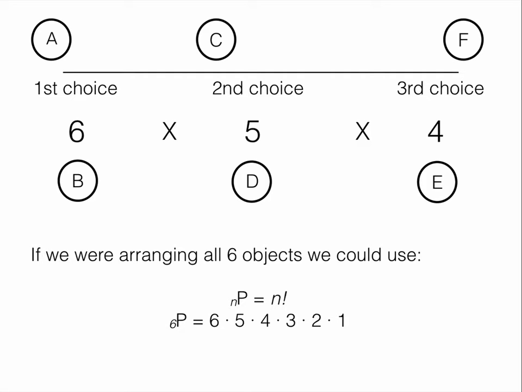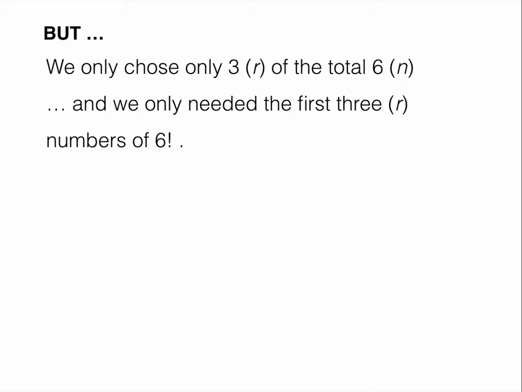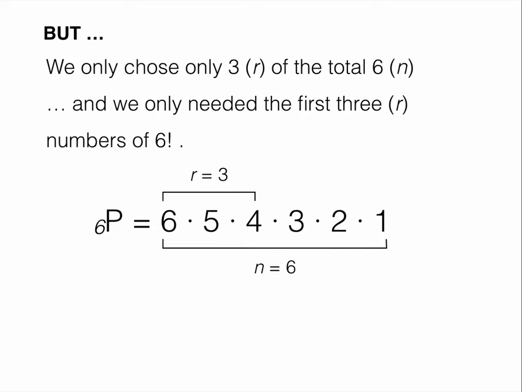Remember back to the fundamental counting principle. If we were arranging all 6 objects, we could just simply use the permutation rule for 6 objects, which would be 6 factorial. But in our case, we only chose 3 of those, 3 being r, out of a total of 6. And we found that the answer was 6 times 5 times 4. So if you're writing 6 factorial, you notice that the last 3 multiplications seem to be irrelevant. So is there a pattern we can find?